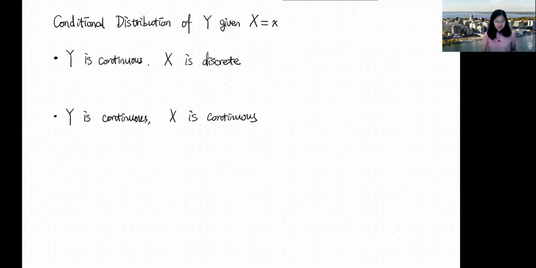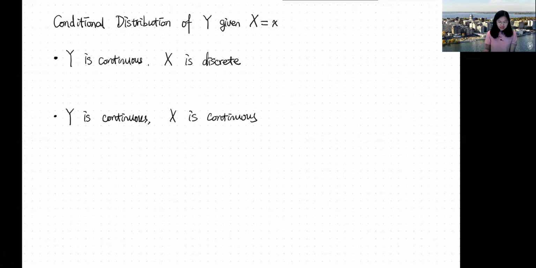Also recall that in the discrete random variable case, we defined conditional distributions of one variable given the value of another random variable. We defined the conditional distribution of Y given X equals little x. So that is our assessment of the distribution of Y after the value of X is revealed to be little x.